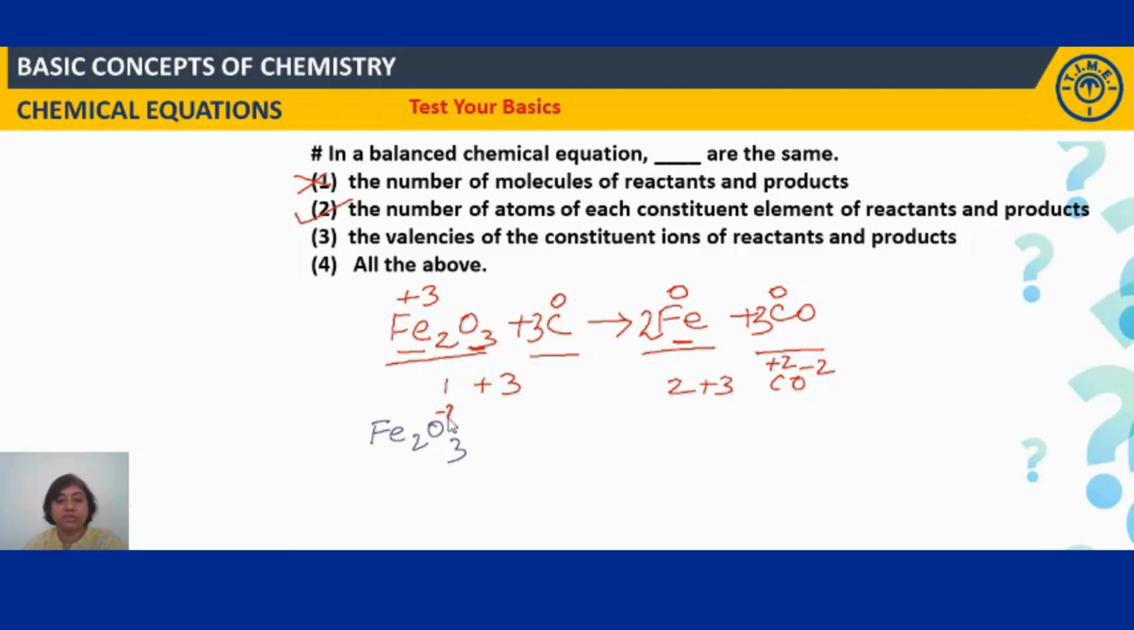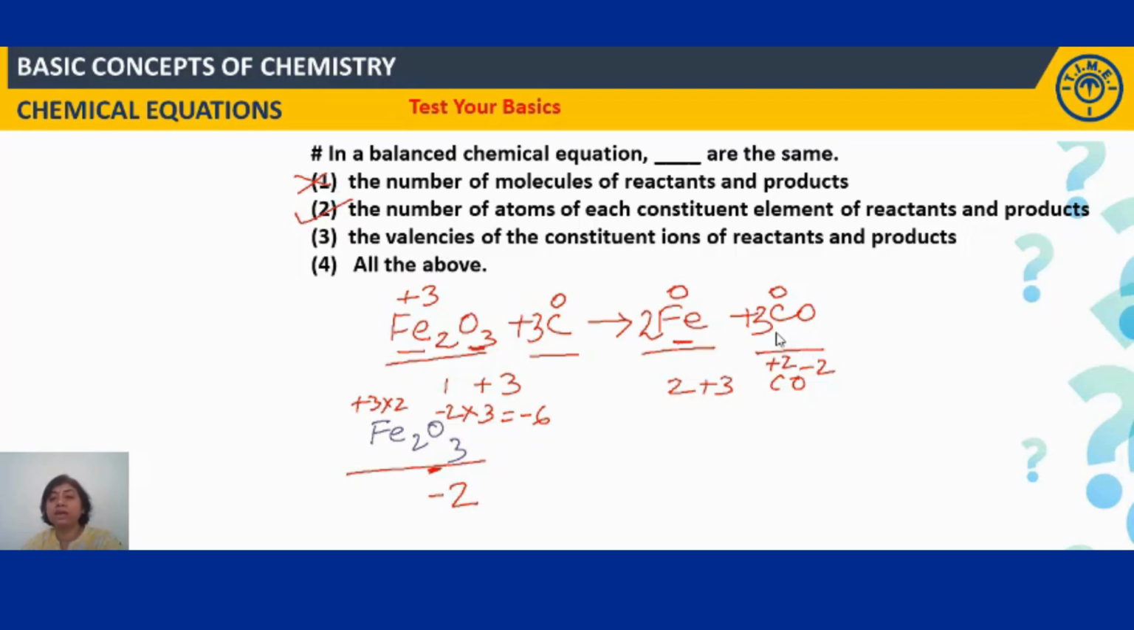So it is minus 2, right? 3 oxygen atoms are there. So minus 2 into 3, total charge contributed by oxygen is minus 6. Iron is plus 3, 2 iron atoms are there. So it is plus 3 into 2 is plus 6 and minus 6. So the compound as a whole is neutral. Okay. So here, oxygen valency, what we are working out? We are looking at the valency of oxygen in Fe2O3, that is minus 2.